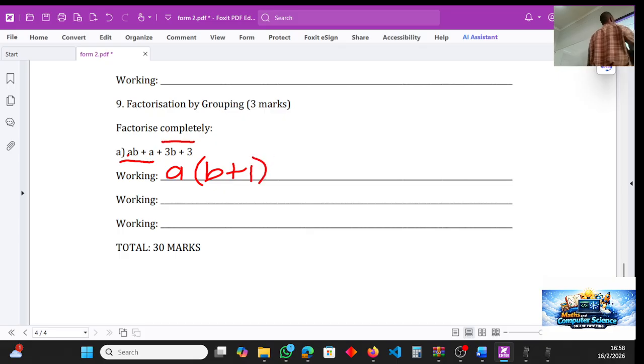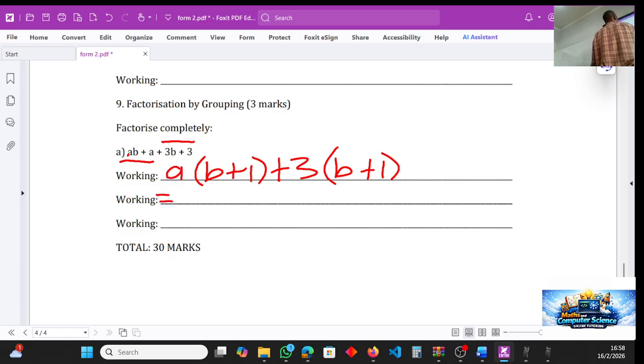Then I factor the next set. And I start with a plus 3 because I see that 3 is common. Then the process continues. I've got 3b divided by 3. It gives me b plus, when I say 3 divided by 3, it gives me a 1.